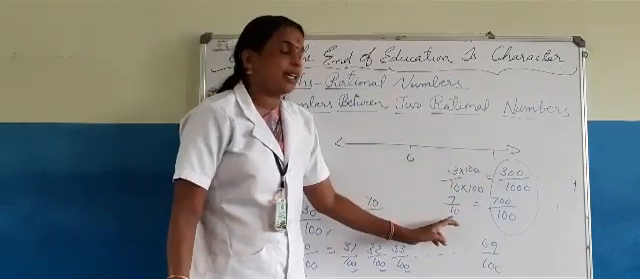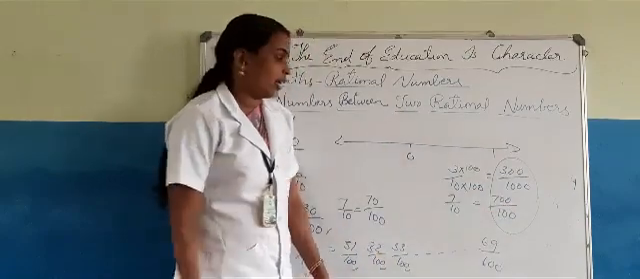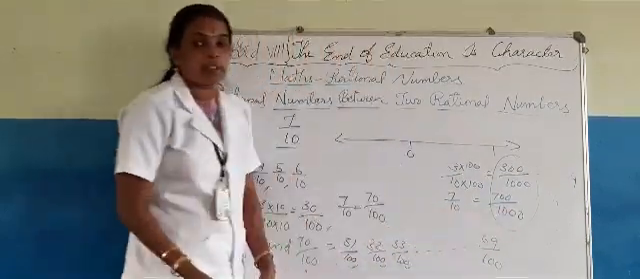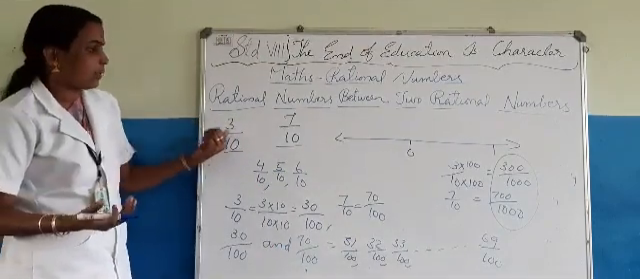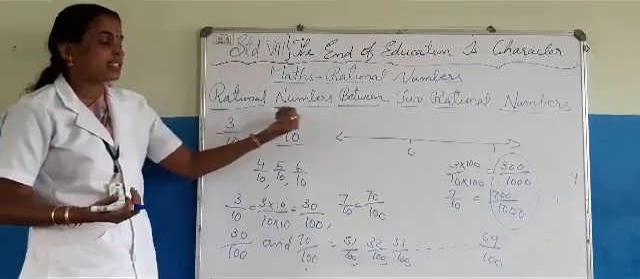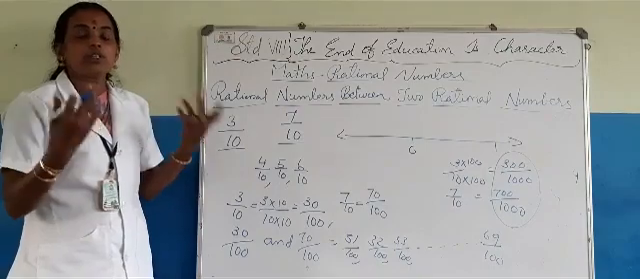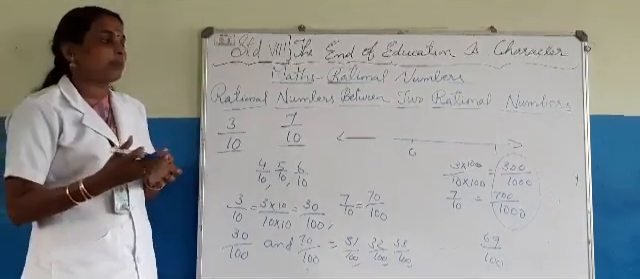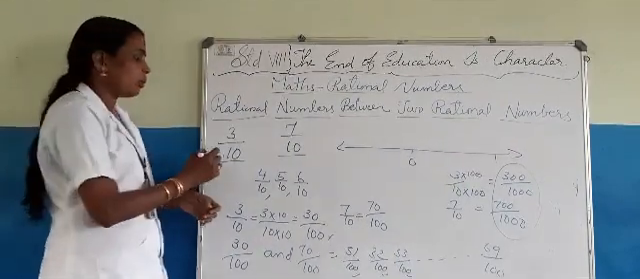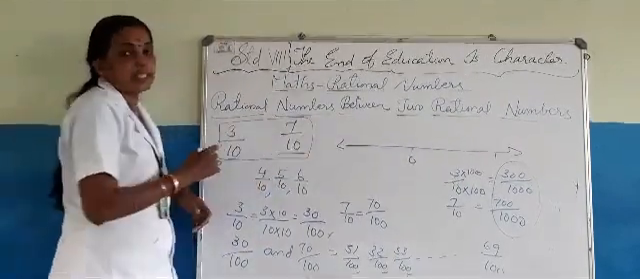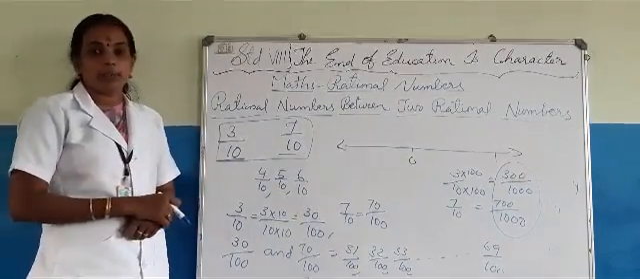Since 3 by 10 and 7 by 10 is equal to 300 by 1000 and 700 by 1000. Again we can understand that 3 by 10 is same as 3000 by 10,000, 7 by 10 is same as 7,000 by 10,000. Then also we can find many rational numbers between them. From this we can understand that between any two rational numbers we can find infinitely many rational numbers.